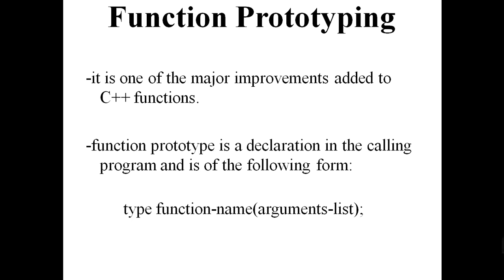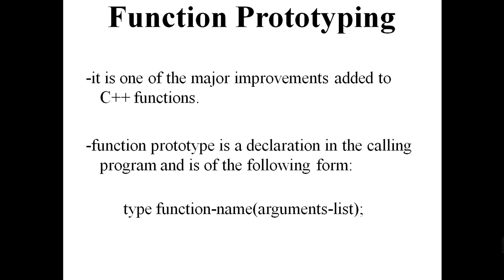Function prototyping. Prototyping is a declaration in the calling program. What is prototyping? It is a declaration in the calling program for the function call. So how to call the function? Here, that is the type of the function, then the function name with argument list. So this is known as the function prototype for the calling program. Type, function name, then argument list.